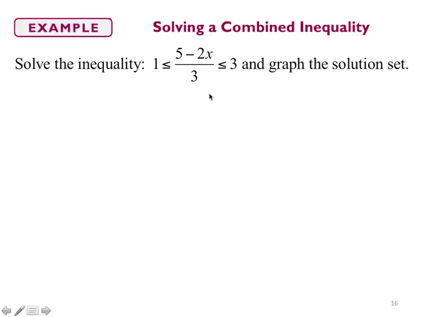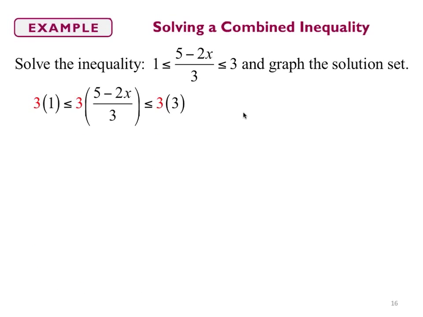All right, we can also solve combined inequalities, and this is pretty much the exact same thing, except we need to do everything to the left-hand side, the right-hand side, and the middle. In this case, we would want to get rid of our fraction first, which we could do by multiplying all sides by 3. So the left-hand side by 3 gives 3, the middle gives 5 minus 2x, and the right-hand side gives 9.